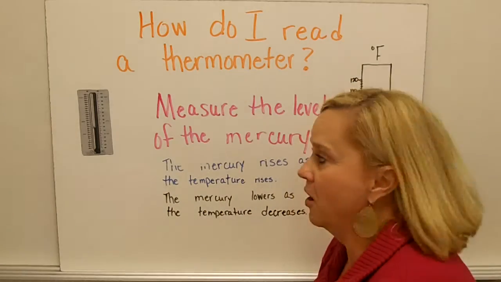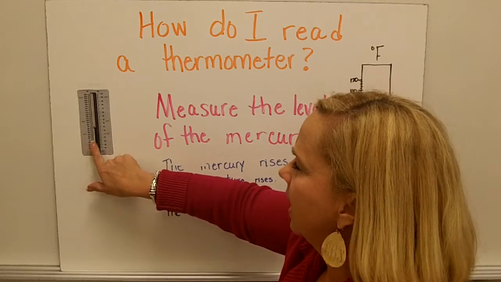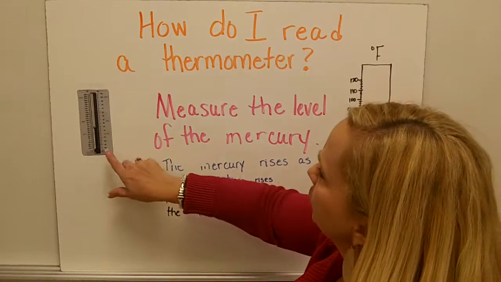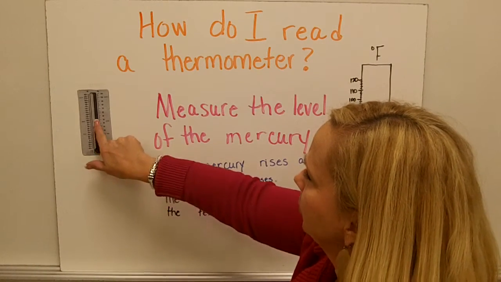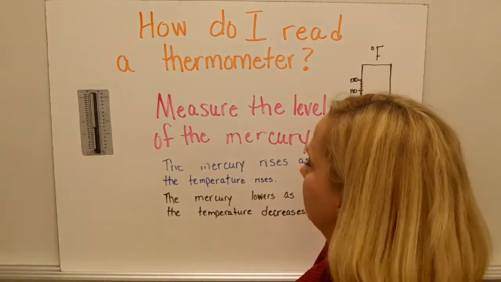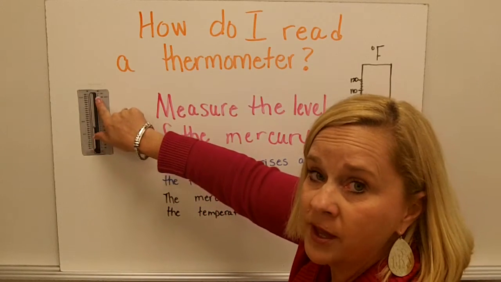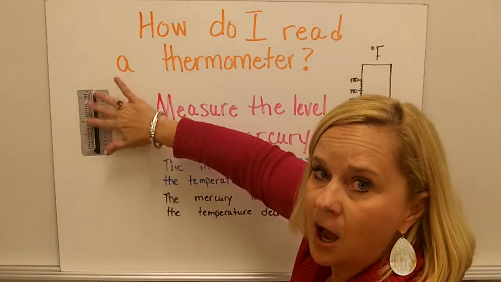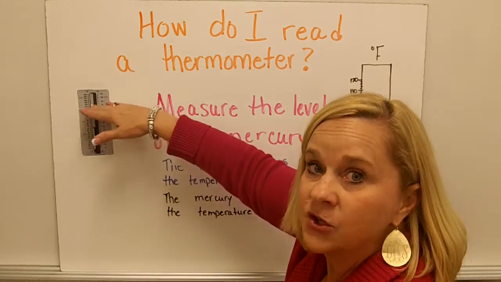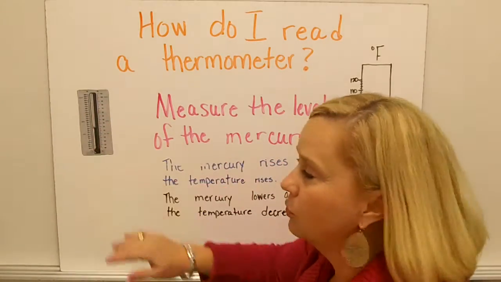How do I read a thermometer? Again, I have a picture of a thermometer here, and I talked a minute ago about the lines on a thermometer usually increasing by 2. So what you're going to do in a thermometer is you're going to measure the level of the mercury here that is in the center of your thermometer. The mercury, as it rises, that means your temperature or the hot or cold level is rising. So if the mercury is rising, it's hotter. Things are getting hotter. If the mercury decreases, then the temperature is going down. It's getting cooler. Okay?